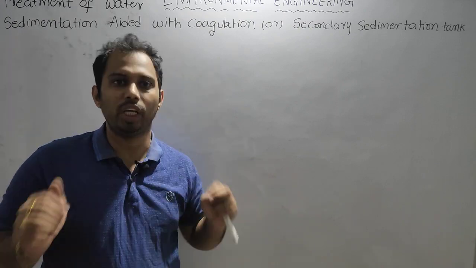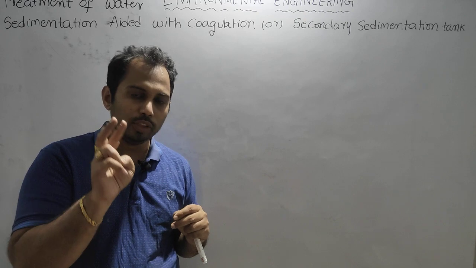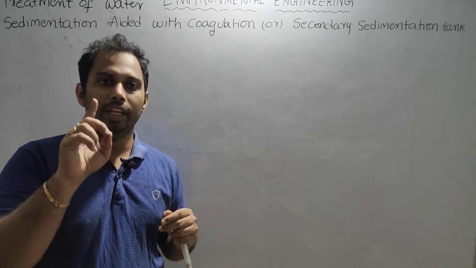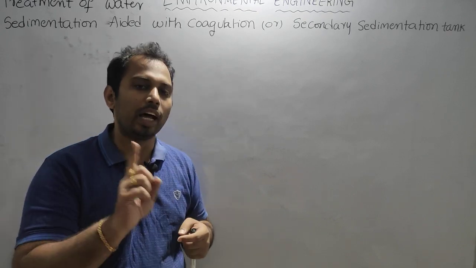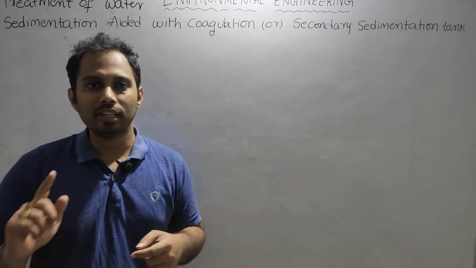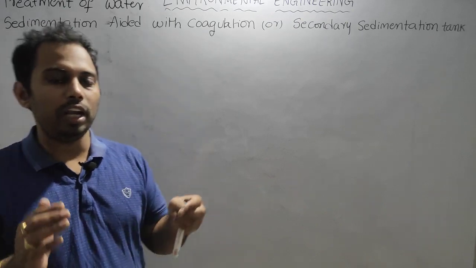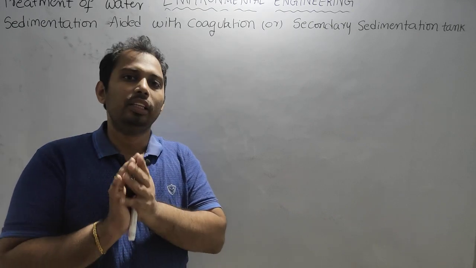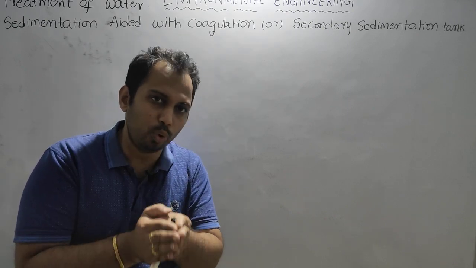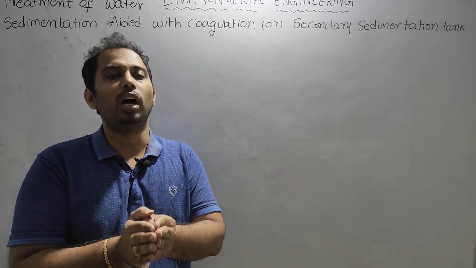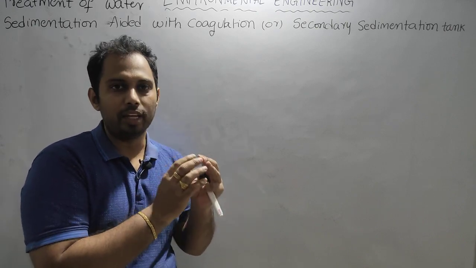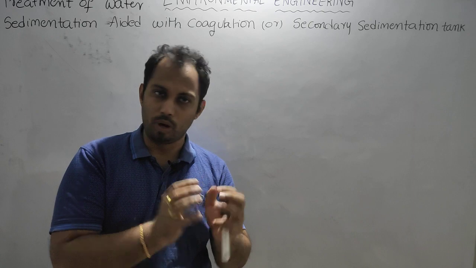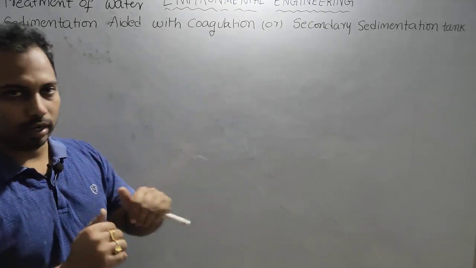Bringing the particles together. The two things we need to do here: one is destabilizing the particles, that is charge neutralization. Once the charge neutralization is over, we need to bring these particles together, that is agglomerization. These are the two things we need to do in order to remove the colloidal or finer suspended particles in the water. So how this happens, let us see.